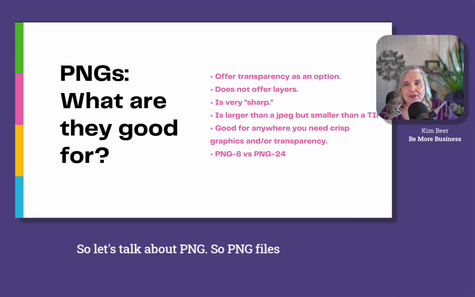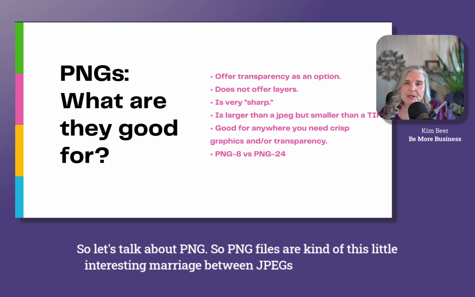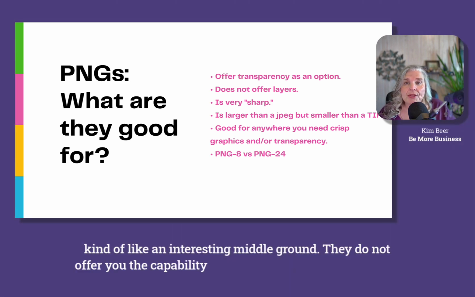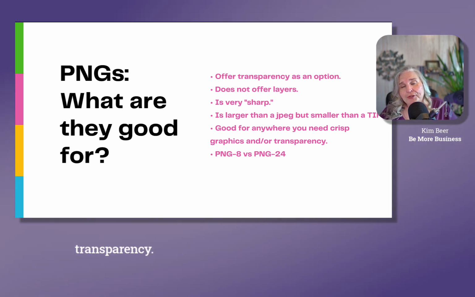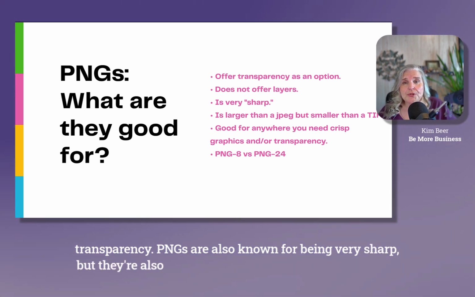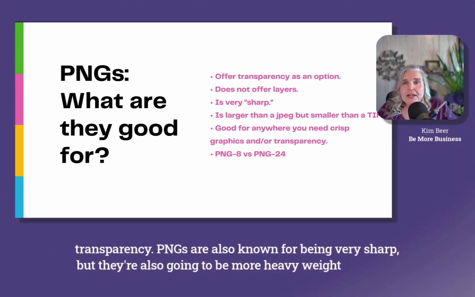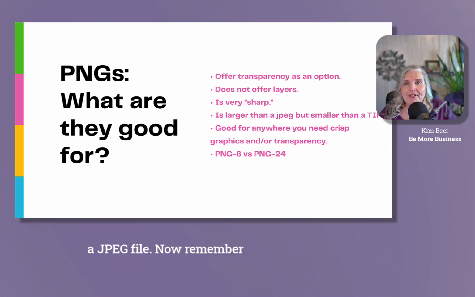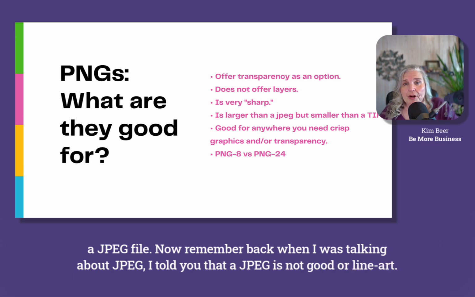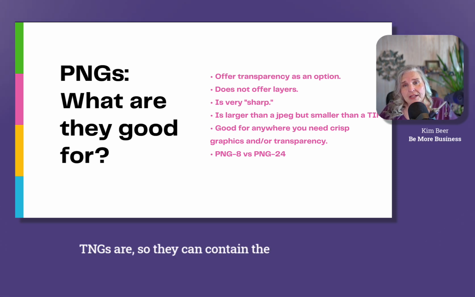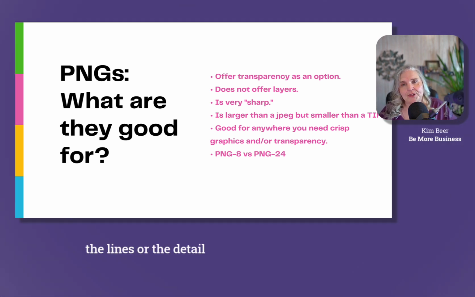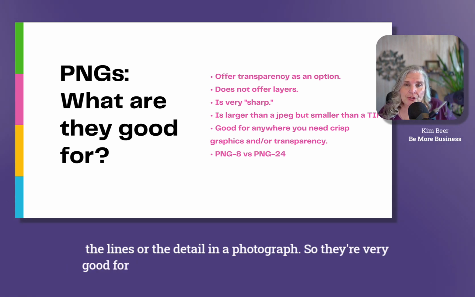All right, so let's talk about PNG. PNG files are kind of an interesting marriage between JPEGs and TIFFs, an interesting middle ground. They do not offer you the capability of saving layers, but they do offer transparency. PNGs are also known for being very sharp, but they're also going to be more heavyweight than, let's say, a JPEG file. Remember, back when I was talking about JPEGs, I told you that a JPEG is not good for line art. PNGs are. They can contain the data, and that's what I mean by sharpness: the resolution or the crispness of the lines or the details in a photograph. So they're very good for those things.